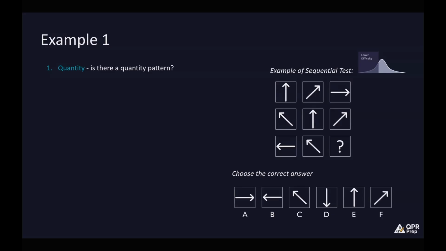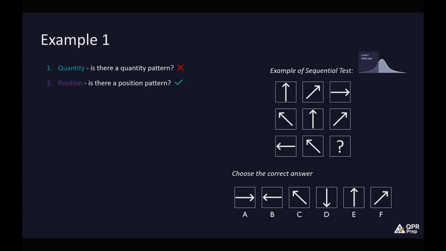Alright, let's start with quantity. Is there a quantity pattern? There's no increase or decrease of the arrows, and all the alternatives we get each has 1 arrow. Quantity does not seem to play a key role in this one. What about position? There's definitely some sort of rotation of the arrows. This problem seems to care about position.